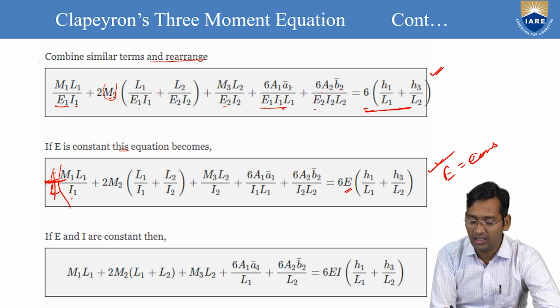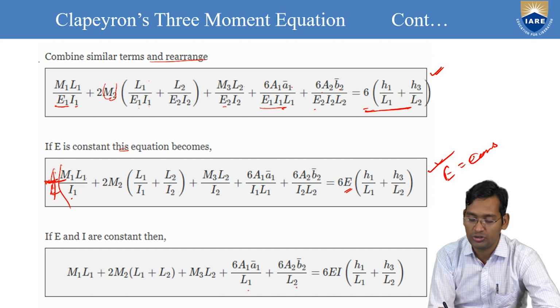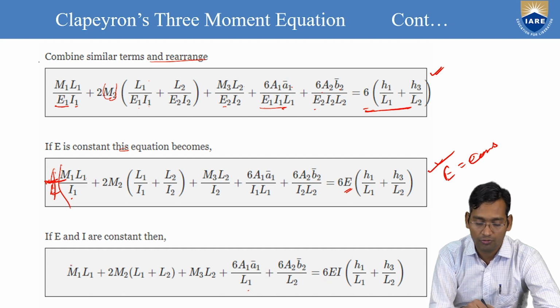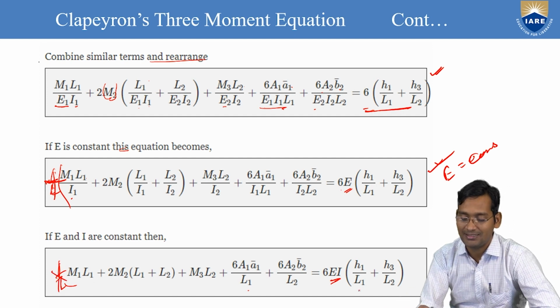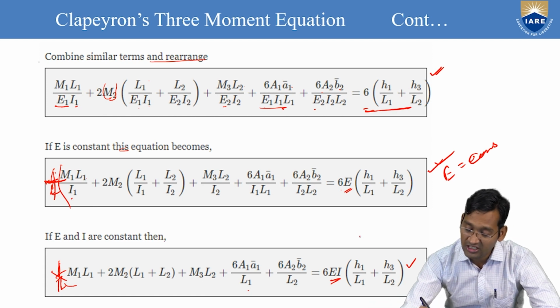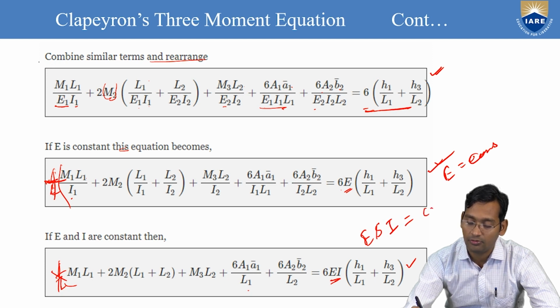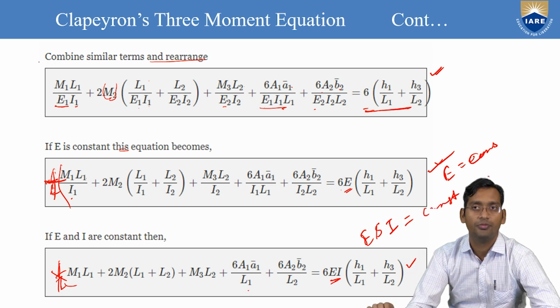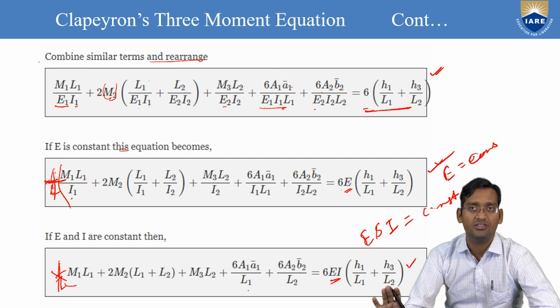Right. So 6A1 a1 bar by L1 plus 6A2 b2 bar by L2 equals to what? After taking 1 by E, sorry, 1 by I common, this I gets multiplied here. So now 6E becomes 6EI, and here I would be there into H1 by L1 plus H3 by L2. Right. So this is the case when E and I is constant. So in this case E and I is constant.